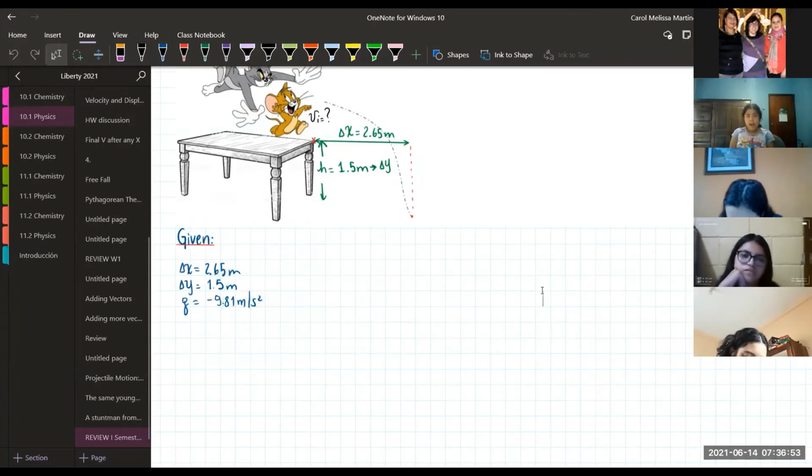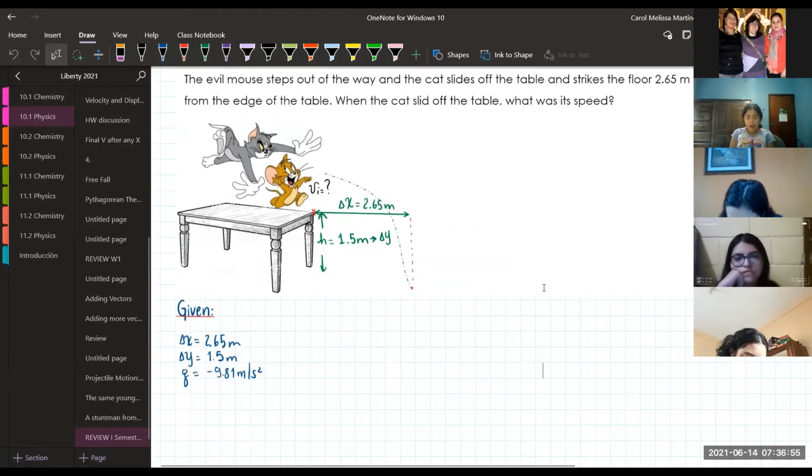Okay, so that's everything you have about the givens. What we need to find? We need to find VI. Now, what is the step that we do to find the VI? I mean, what's the missing given that is mandatory to get in order to find the initial velocity? Find the time. That will be the first step. Okay, find the time.